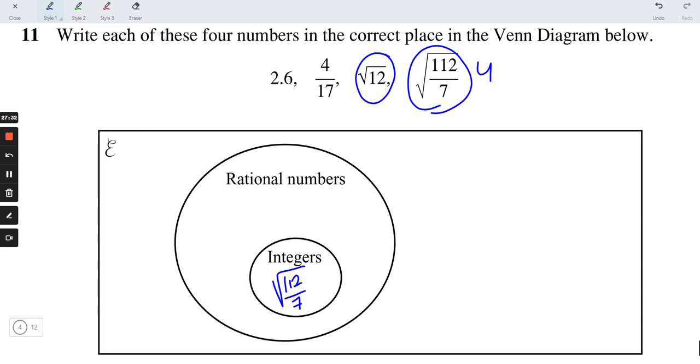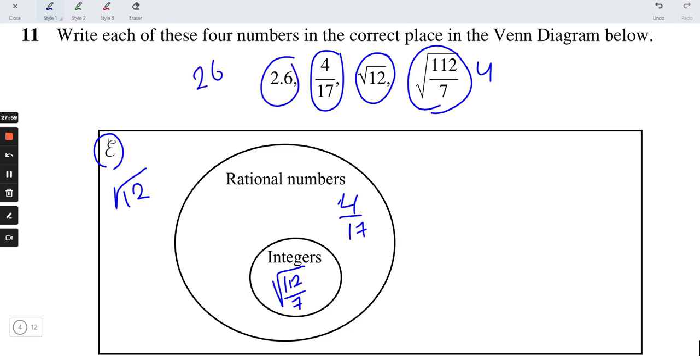So this kind of number is not an integer, and also it's not a rational number, because in rational numbers you can write it as a fraction. So you will write it in epsilon here. So here, square root of 12. Now 4 over 17, it's clear it's a rational number because it's written as a fraction. Here 2.6 you can write as a fraction, 26 over 10, so it's also a rational number.